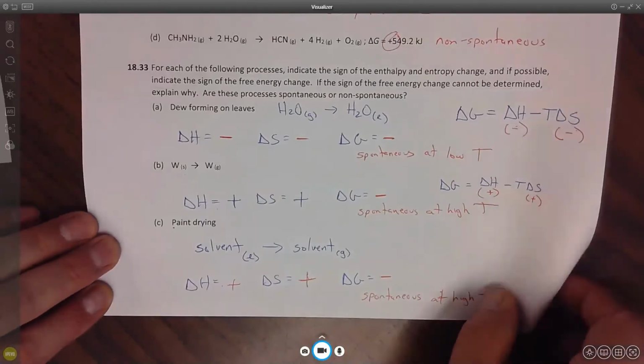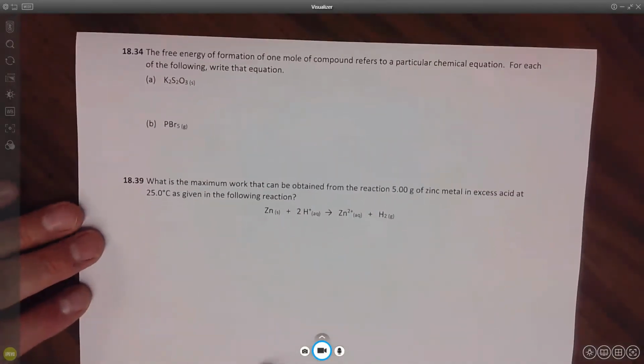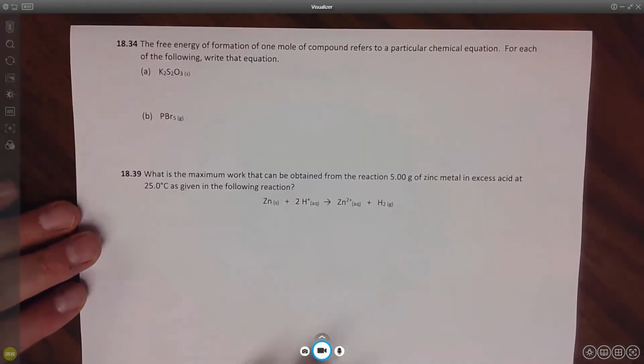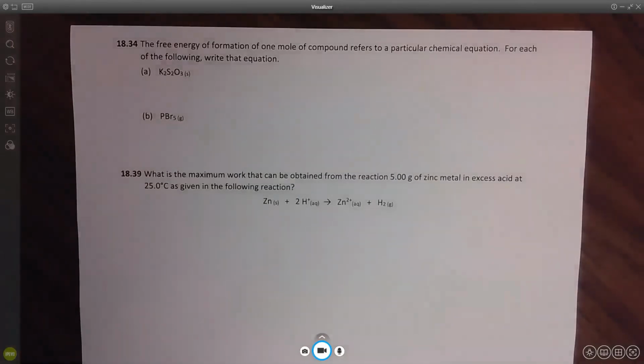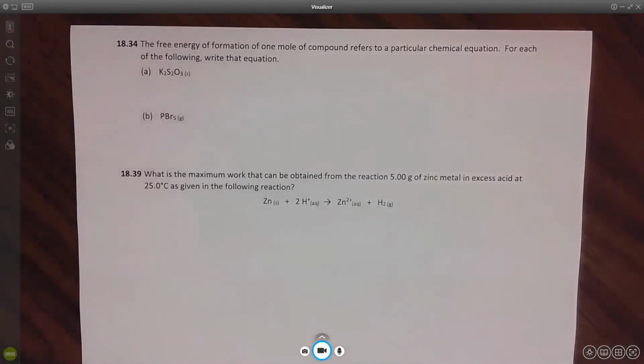Okay, let's try another. So this is number 18.34 from your homework. It says the free energy of formation of 1 mole of compound refers to a particular chemical reaction. For each of the following, write that equation.